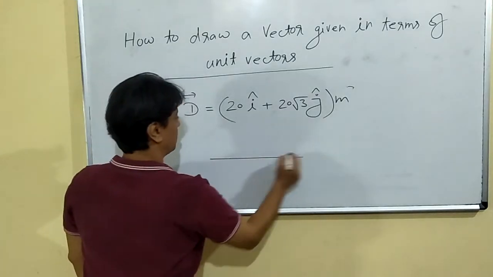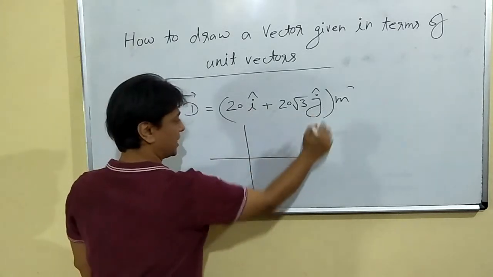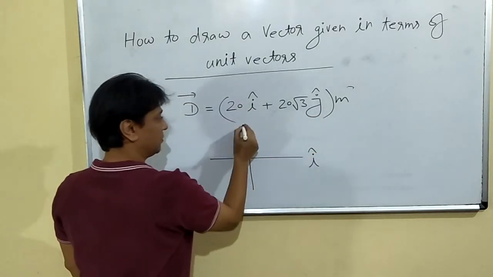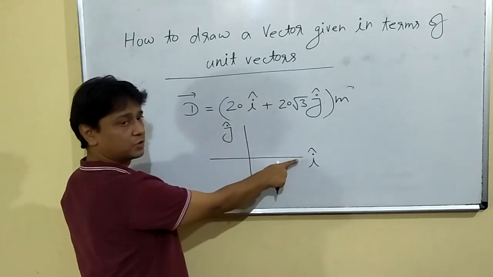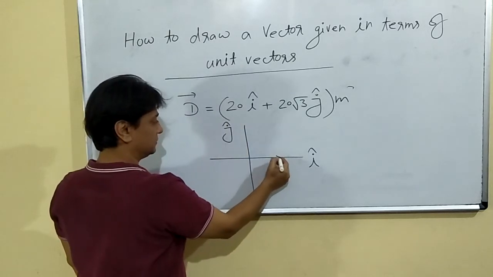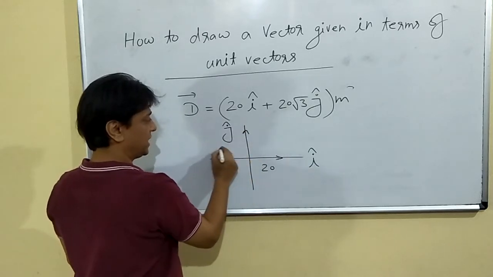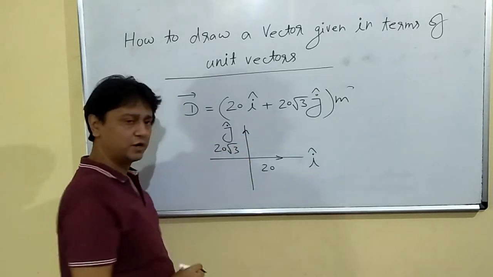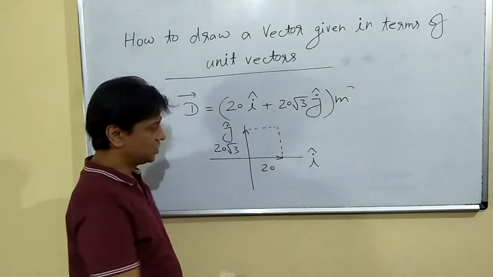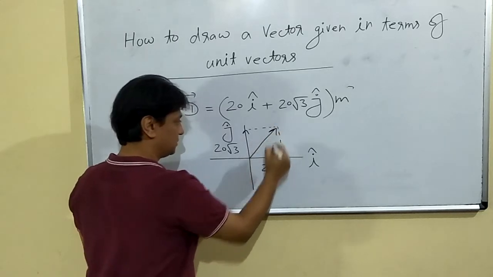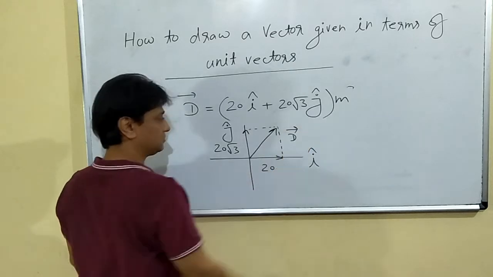Again, draw the axis system. We are dealing with I cap and j cap. Write down I cap, write down j cap. Along I cap, draw an arrow of length 20. That's 20. Along j cap, draw a vector of length 20 root 3. This is 20 root 3. Complete the rectangle. Join this diagonal. This vector is your D vector.